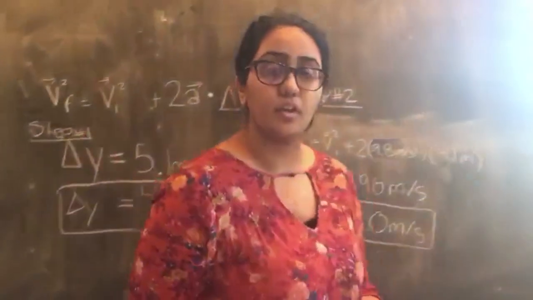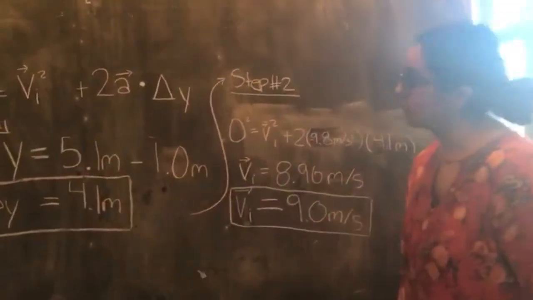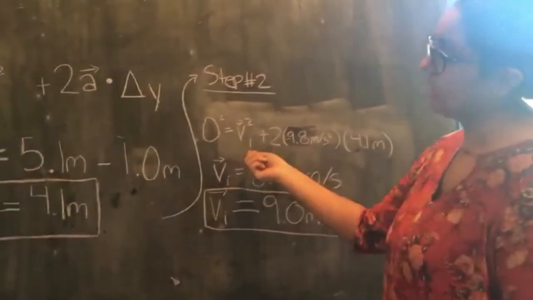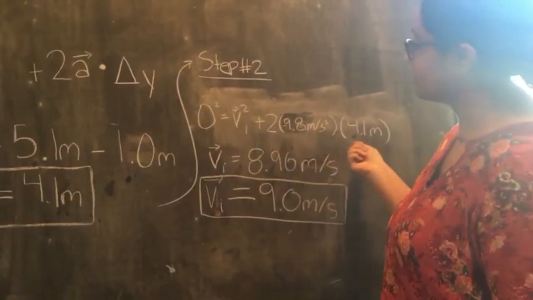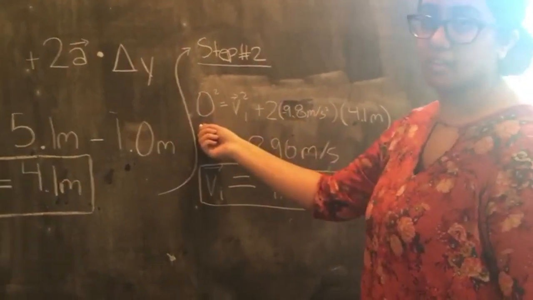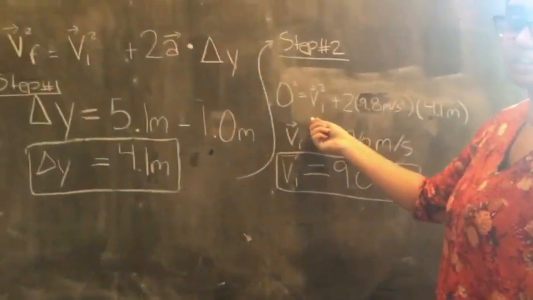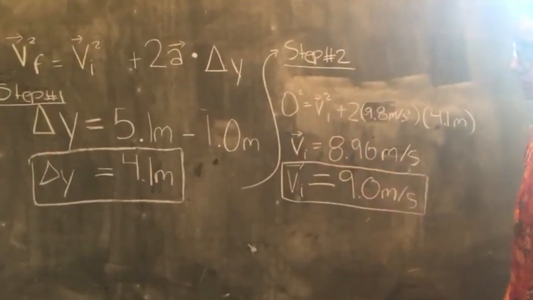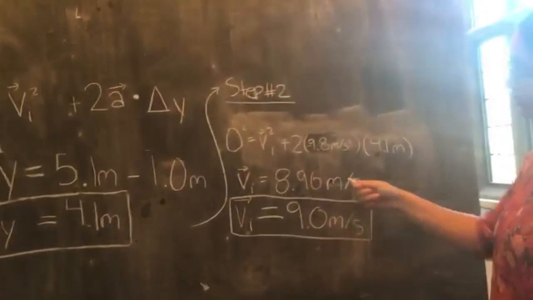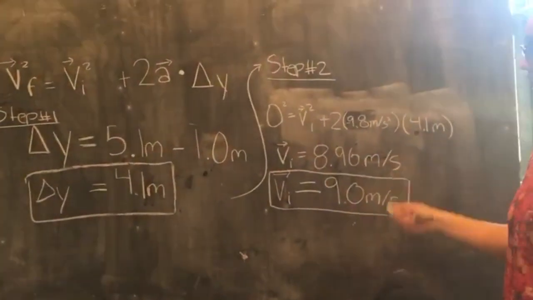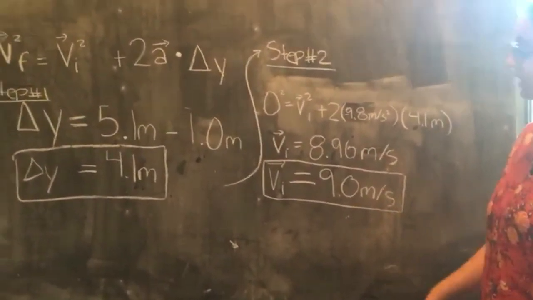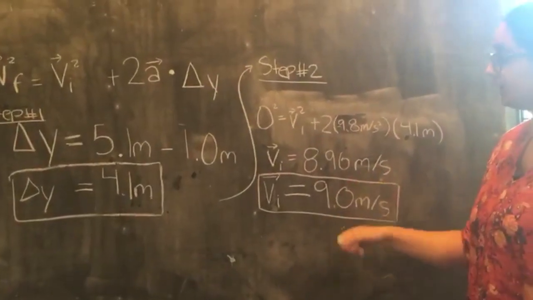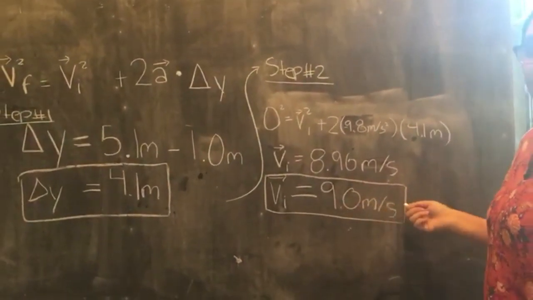Now, in order to solve for Einstein's initial velocity, we would simply plug in the values, that is acceleration, delta y, and the final velocity, and solve for the initial velocity. Once we do so, the initial velocity is found to be 8.96 meters per second, and when rounded due to sig figs, Einstein's initial velocity would be 9.0 meters per second.